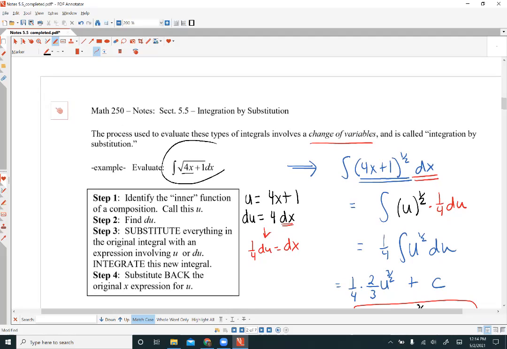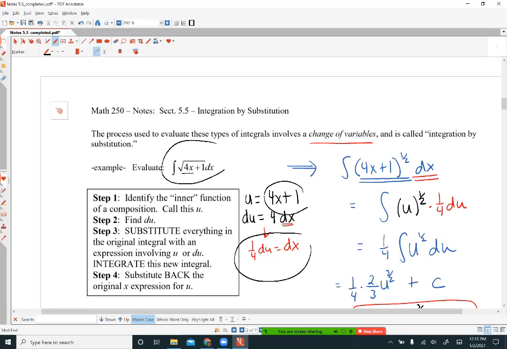So the inner function. It's function composition. We're taking the square root of u, where u of x is 4x plus 1. Now du is just 4 dx. And so let's solve for dx, and we get that dx is 1/4 du. So let's substitute this.